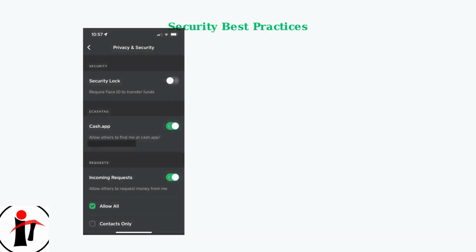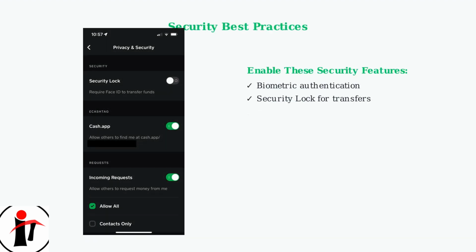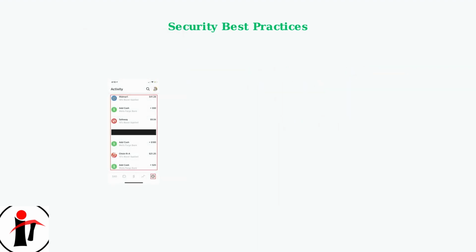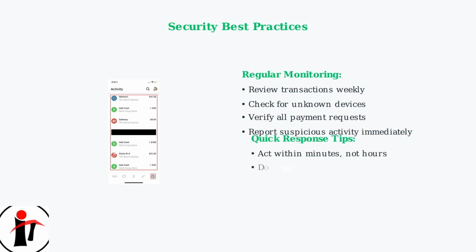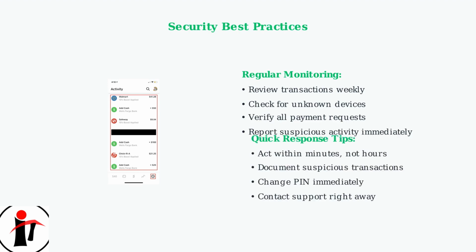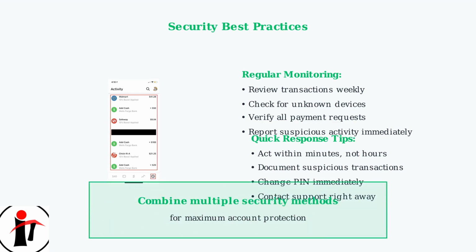Beyond logout methods, implementing strong security practices is essential for protecting your Cash App account. Start by enabling biometric authentication in your security settings. Regular account monitoring is crucial for early detection of suspicious activity. Check your transaction history frequently and review all account activity. Remember, proactive security measures are always more effective than reactive ones. By combining multiple logout methods with strong security practices, you can keep your Cash App account safe and secure.